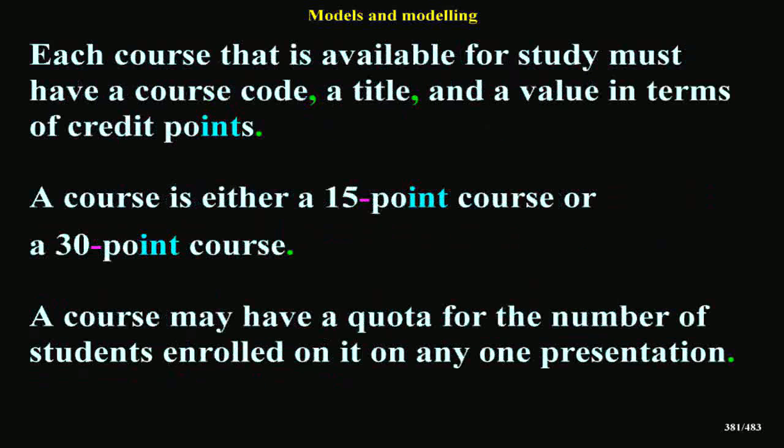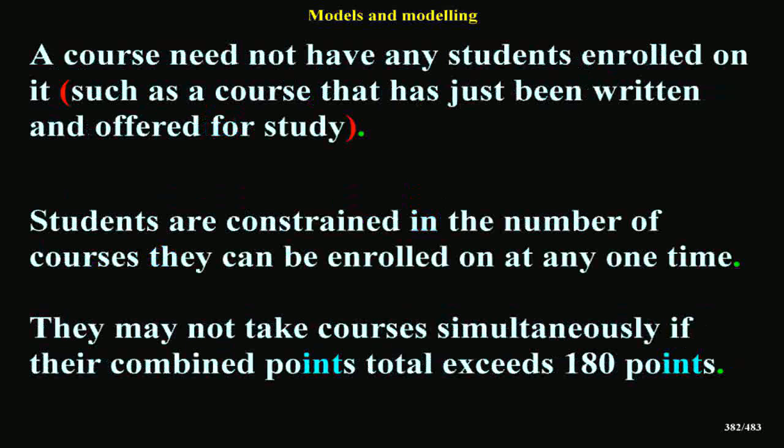Each course that is available for study must have a course code, a title, and a value in terms of credit points. A course is either a 15-point course or a 30-point course. A course may have a quota for the number of students enrolled on it on any one presentation. A course need not have any students enrolled on it, such as a course that has just been written and offered for study.